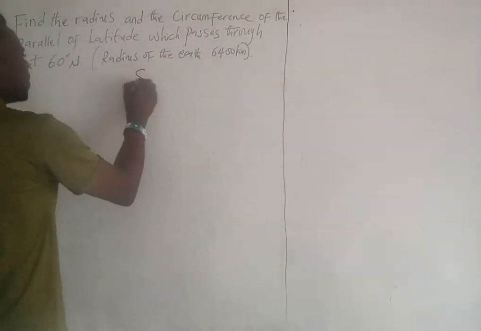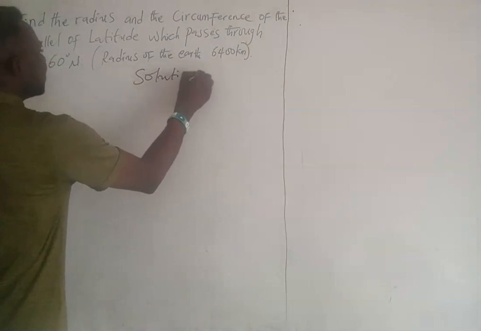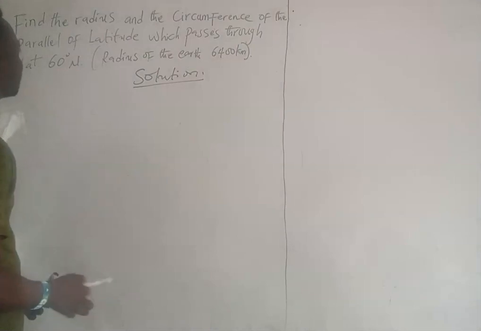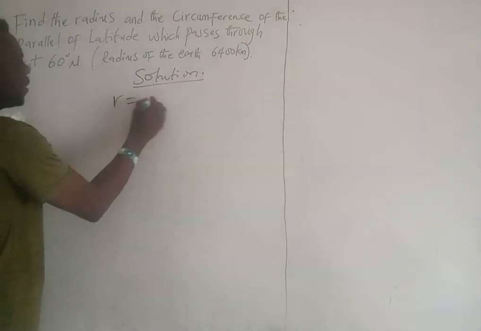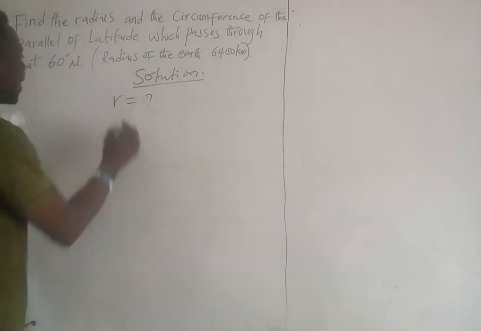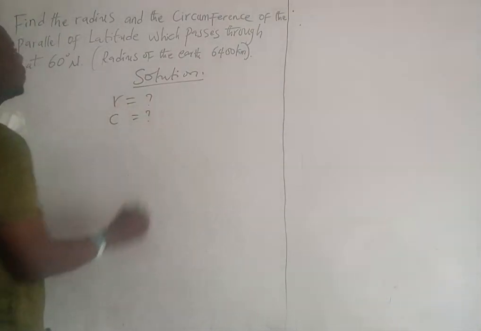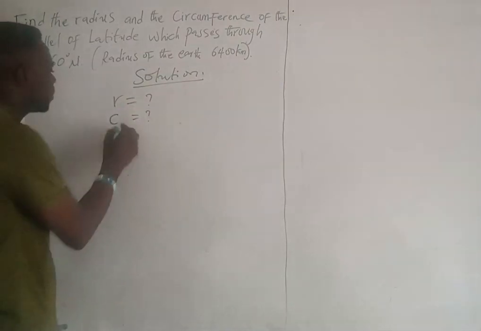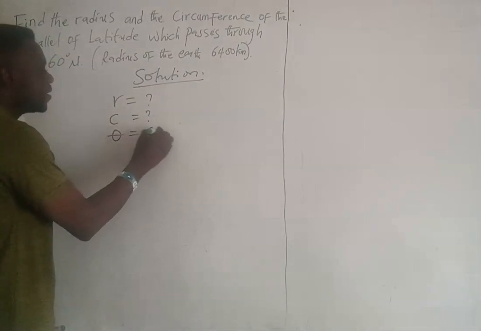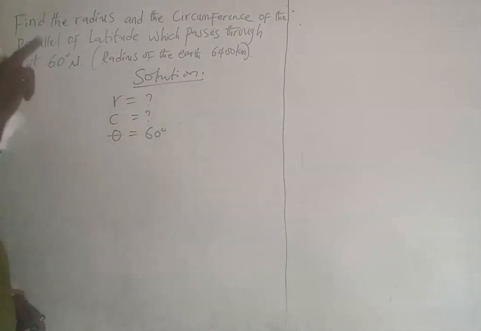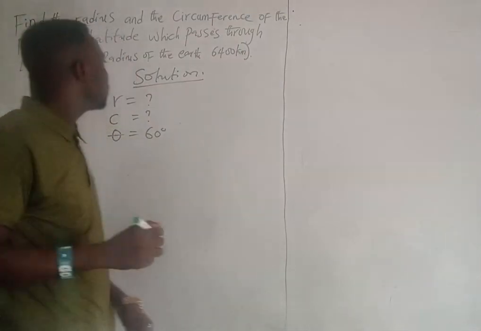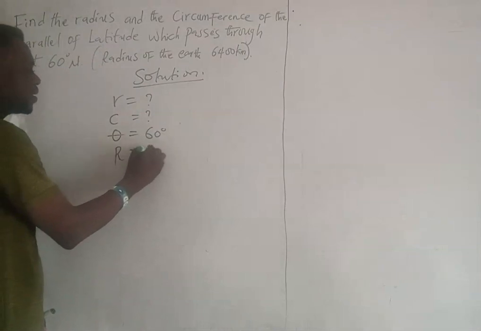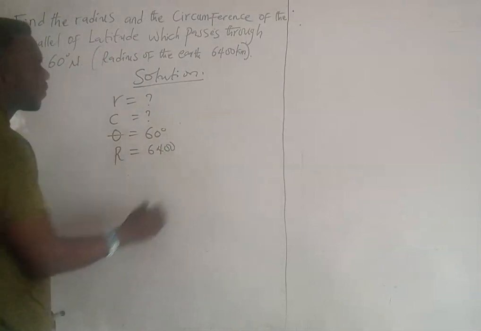First thing, write your solution. Then the question says find the radius. So we have to look for the radius, r, which is unknown, and the circumference, which is C, also unknown, of the parallel of latitude which passes through latitude 60 degrees. That is our angle, so our theta is given as 60 degrees. Then the radius of the earth is also given, that is our big R is 6,400 kilometers.